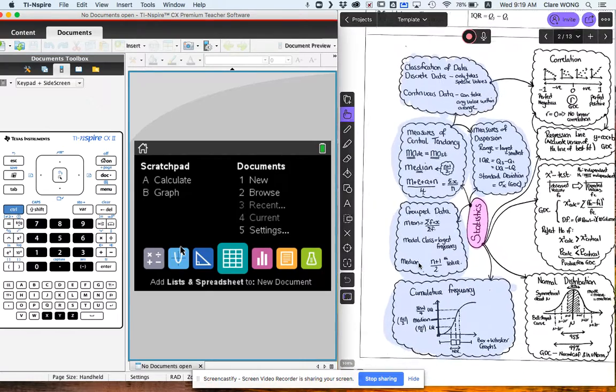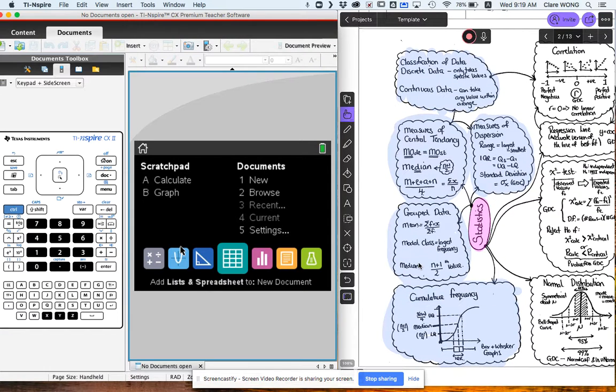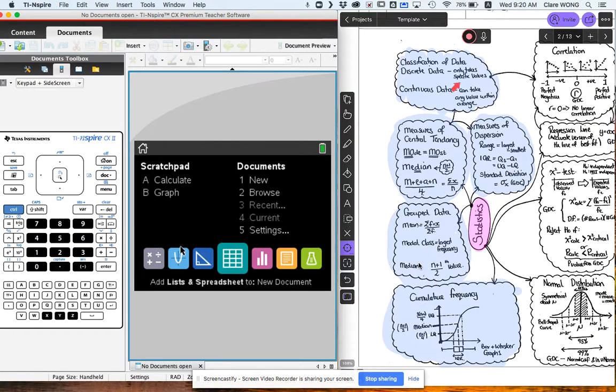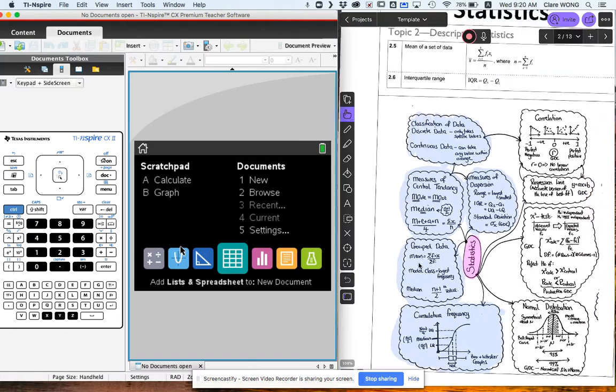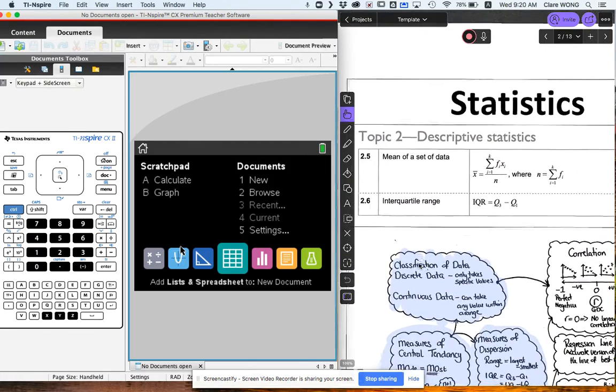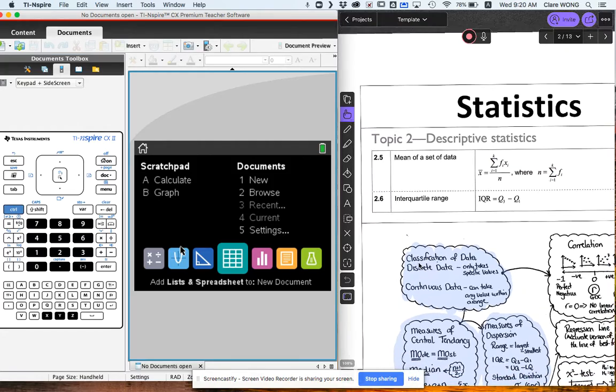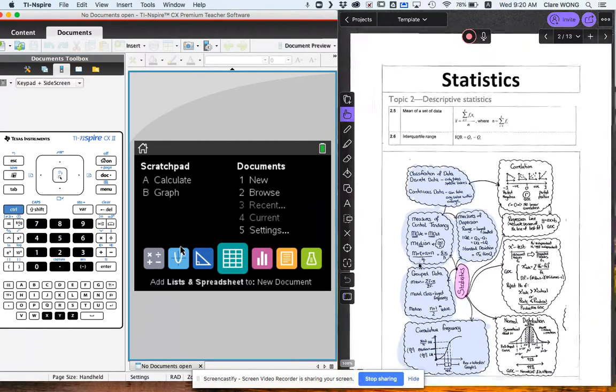So to zoom in, the questions I'm going to work with you on should cover these areas. So the basic statistics. My aim is to show you how to use the GDC effectively, because I believe some of you are still not very confident in terms of using your GDC. These are the formulas that you will get from the formula booklet.